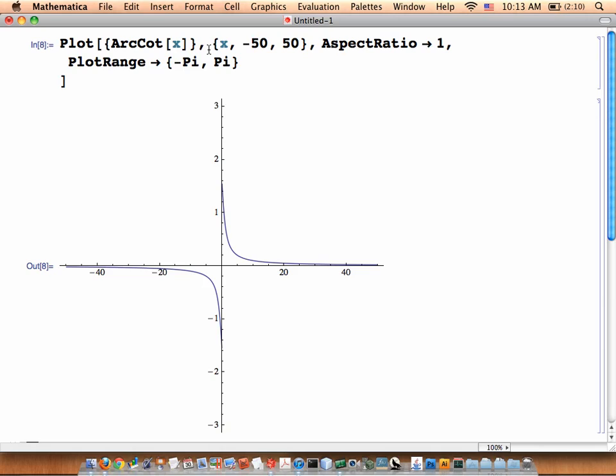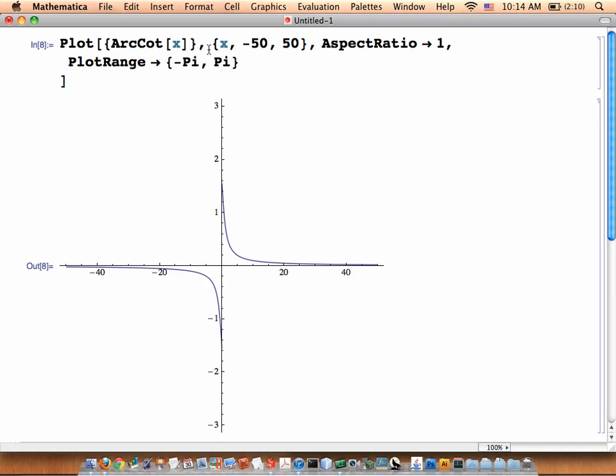Remember, this is an arc cotangent, right? So this is an inverse cotangent. So the question is this. When you plug in 0 into the arc cotangent, what should you get? We don't have an arc cotangent on our calculators, do we?